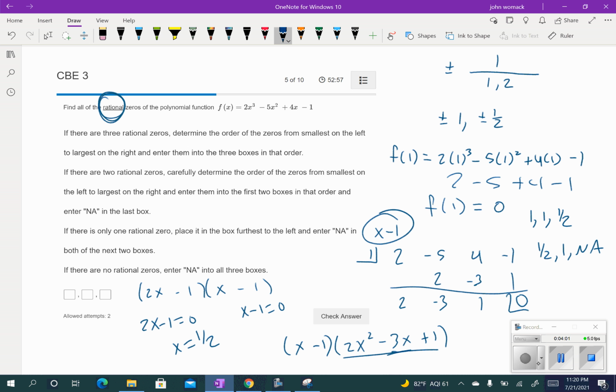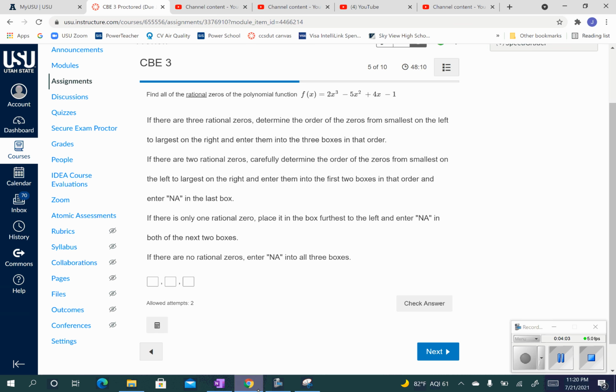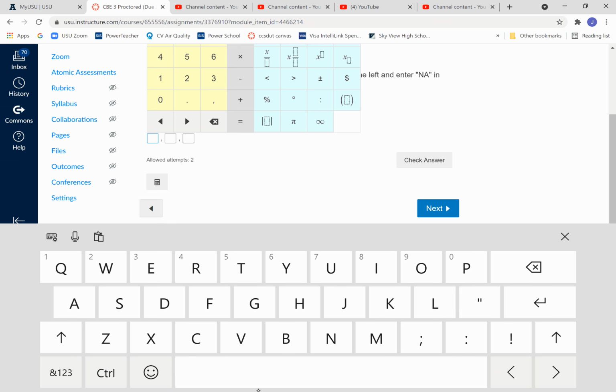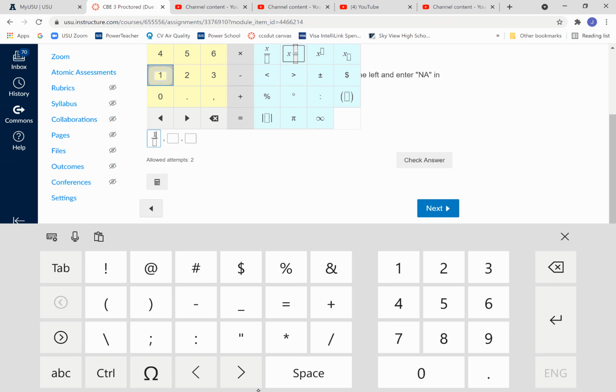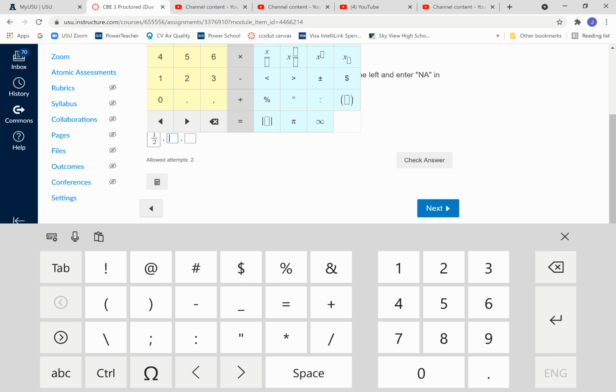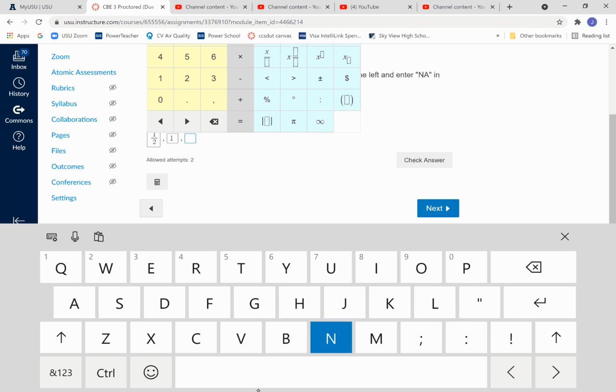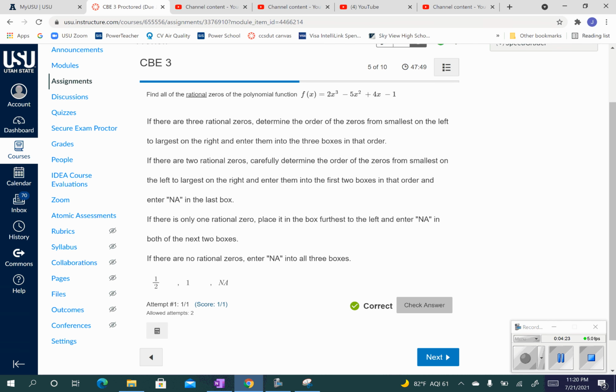When we pull up the actual problem here, we'll enter this in. So we want a fraction, we want a half, and we want 1. Then let's just try putting in NA. If that doesn't work, we will try it. Man, that seemed to work good. I'm not sure. Maybe it would have worked if I would have put 1/2, 1, 1 also. But anyway, should be good there.